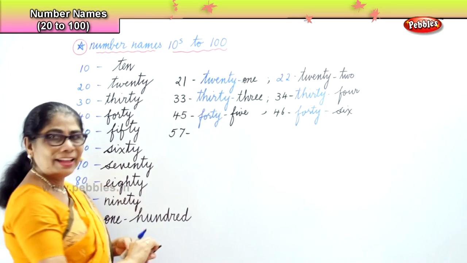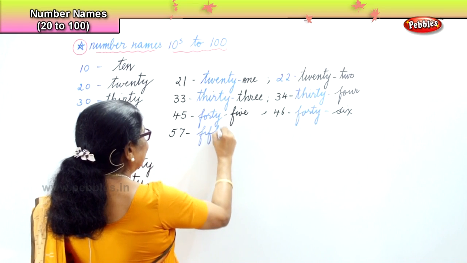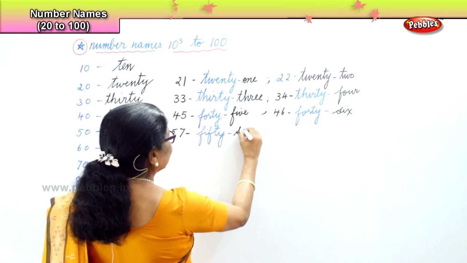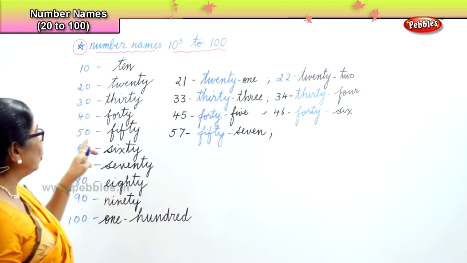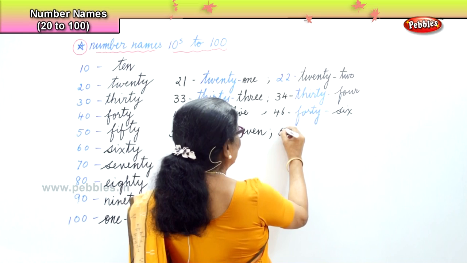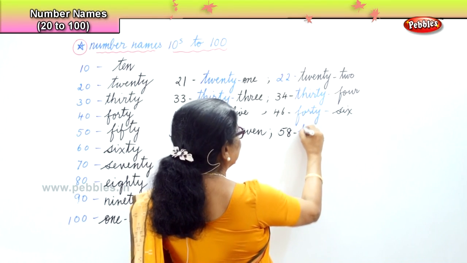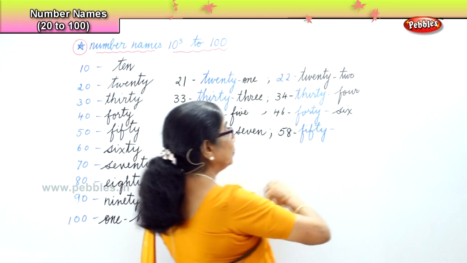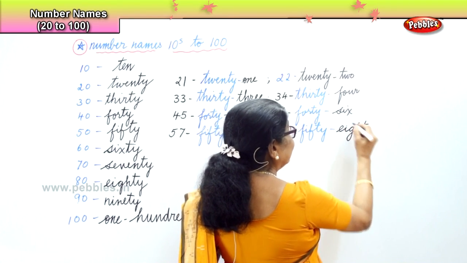How will you write it? 50, small hyphen, 7. Very good. You learn to write 57. Now let's say you want to write 58. How will you write 58? You will write 50, hyphen 8. Next 50, hyphen and 9. 59.